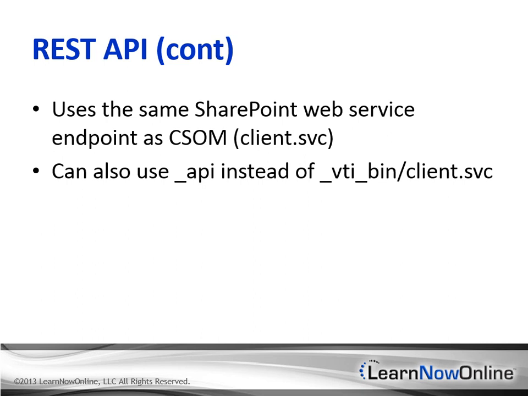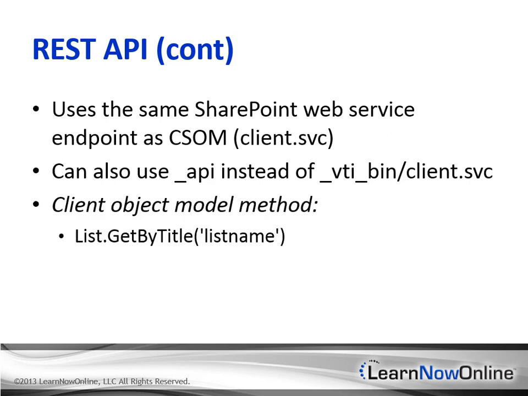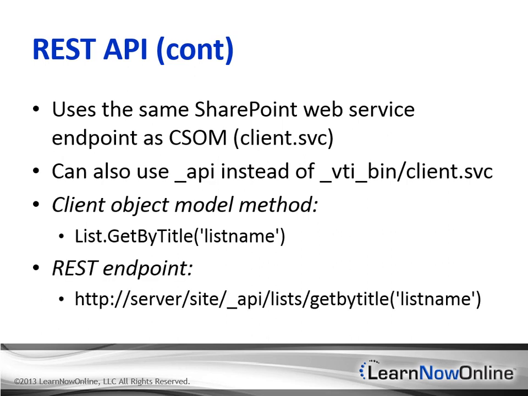So instead of having to go to _vti_bin/client.svc, you can just go to _api for the REST endpoint. The client object model method would be list.getByTitle with the list name. But if you want to do REST, you would just use a URL and submit a GET request with this URL going to that endpoint, and then you would get back the Atom data, or if you specified JSON, you'd get back JSON data.